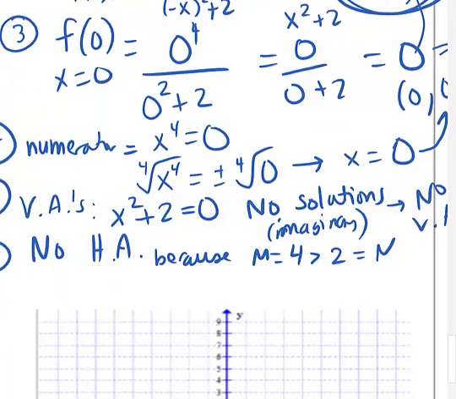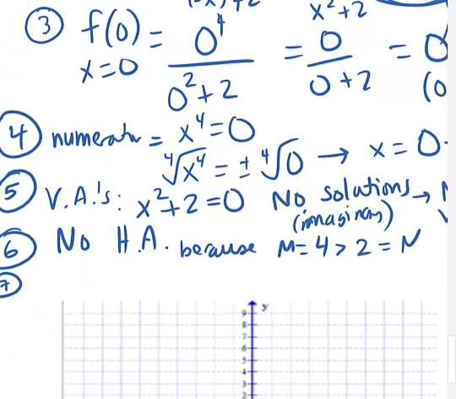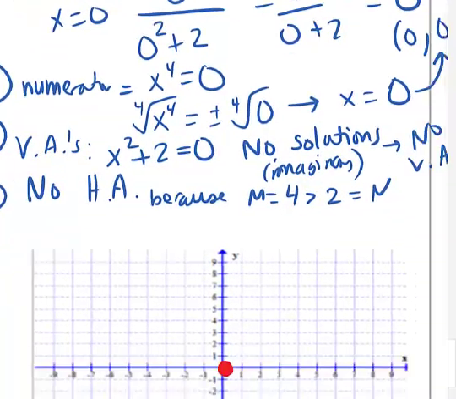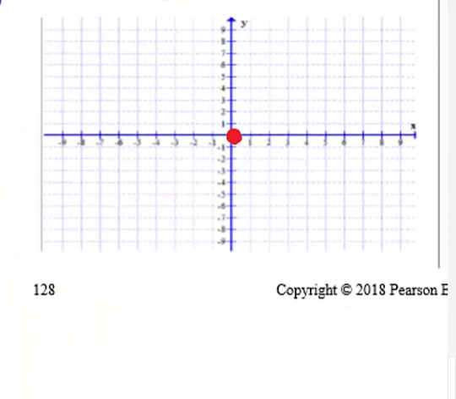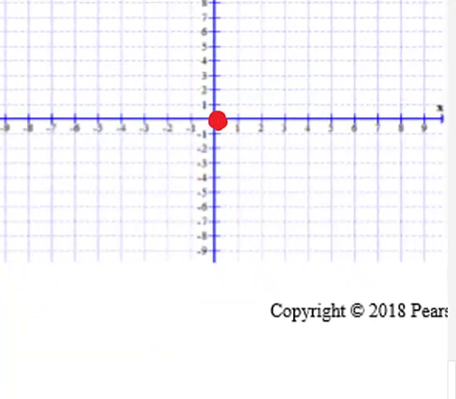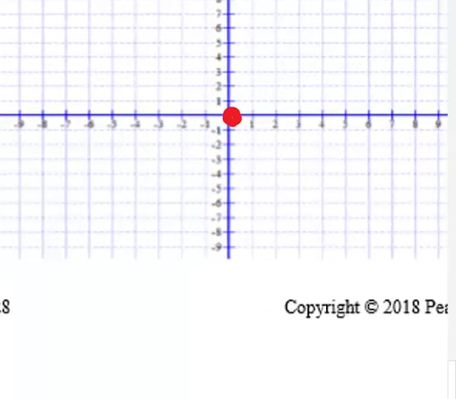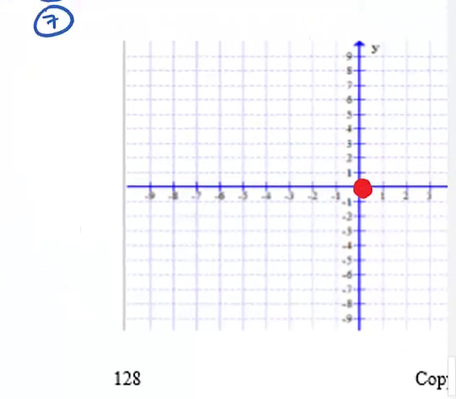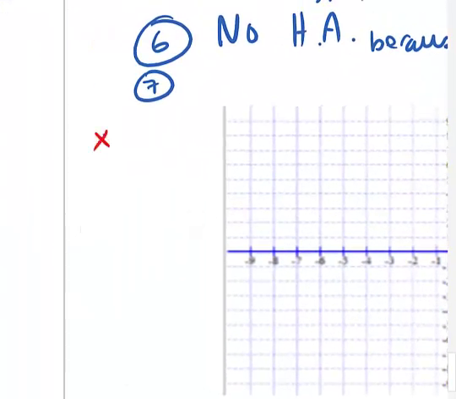Step 3 gave me the intercept, so there it is. Step 4 gave me the same intercept. I already knew that. There are no vertical asymptotes. There are no horizontal asymptotes. So all I know right now is that there's a point on the graph at the origin, and the left and the right side are mirror images of each other. So it might be helpful to plot some x values and see what happens.